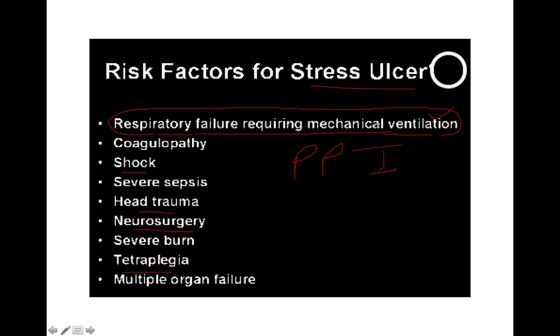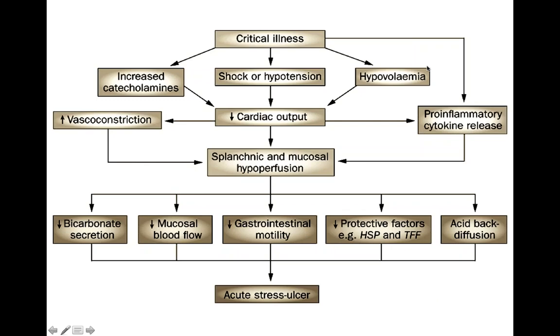So what is the mechanism of these stress ulcers? Once stress ulcers occur, it becomes very difficult to treat the patient. So the best strategy is to avoid these stress ulcers by giving the patient PPI when the patient has any of these risk factors. So this is how acute stress ulcer develops. This is the mechanism. You don't have to remember this for Step 2, but maybe for any other exam, if you're preparing, you can.